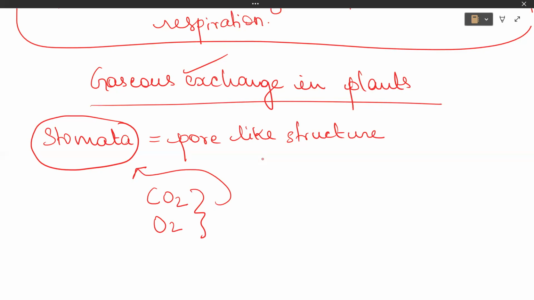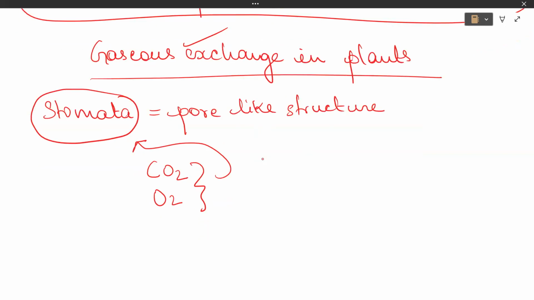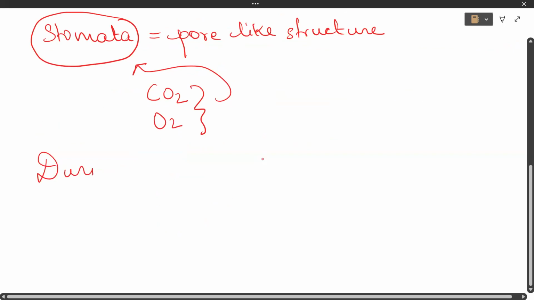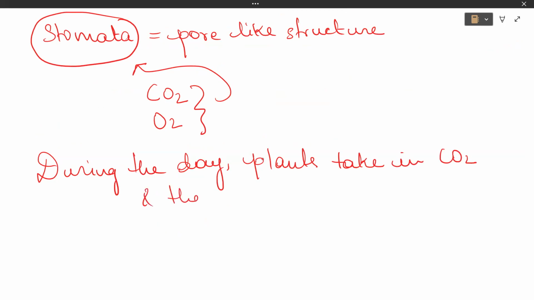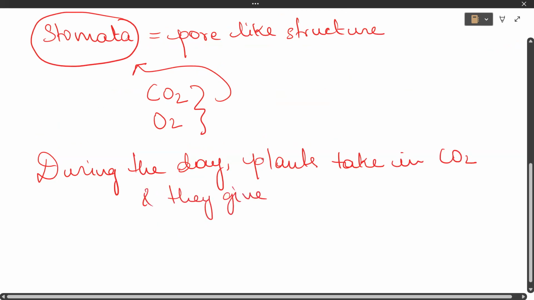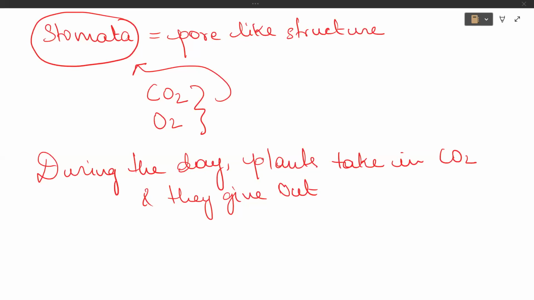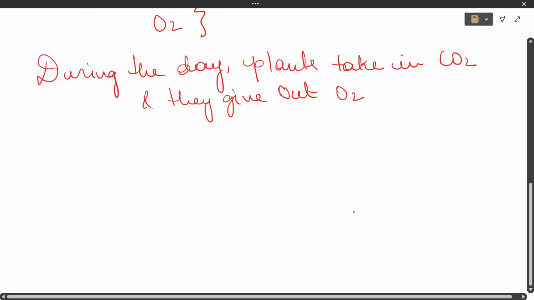Now see, what happens during the daytime? During the day, the plants take in CO2 and they give out oxygen, isn't it? Yes. So during the day, the plants take in carbon dioxide and they give out oxygen. But what happens during the night?